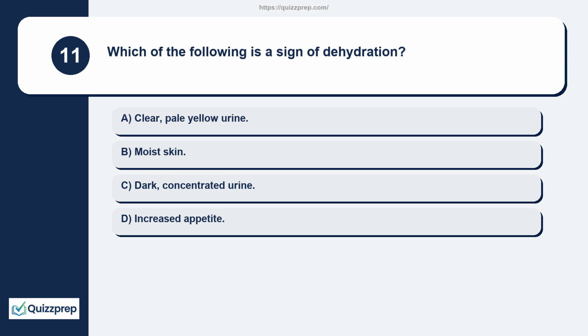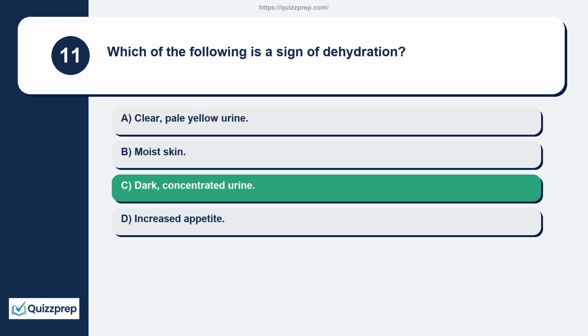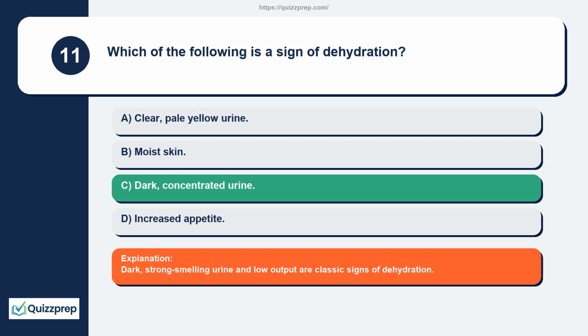Question 11. Which of the following is a sign of dehydration? Clear, pale yellow urine, moist skin, dark, concentrated urine, increased appetite. Dark, strong-smelling urine and low output are classic signs of dehydration.